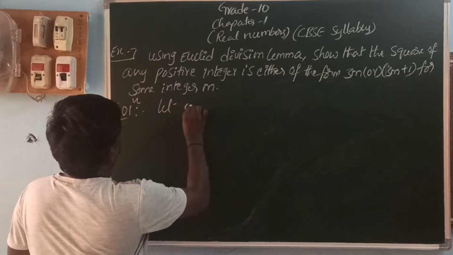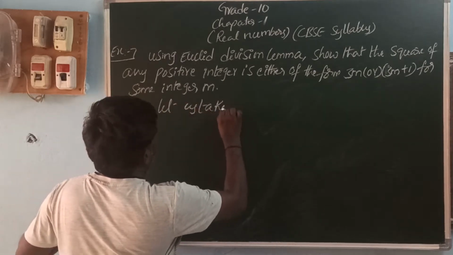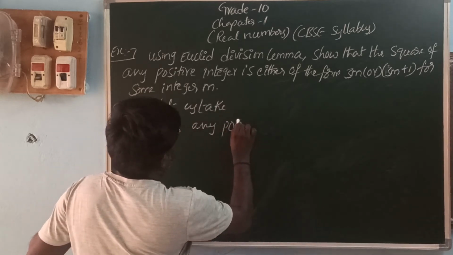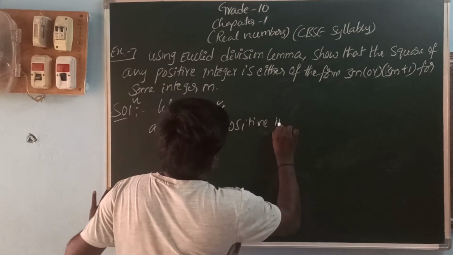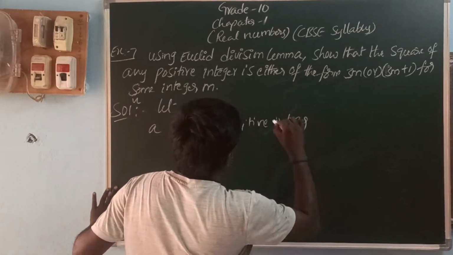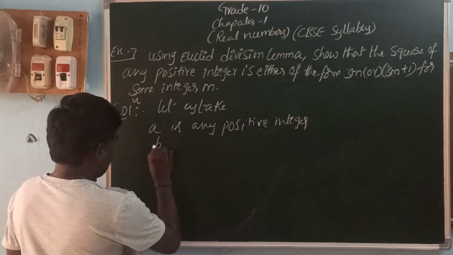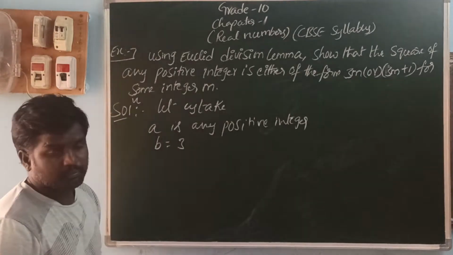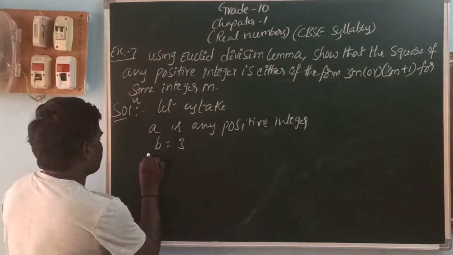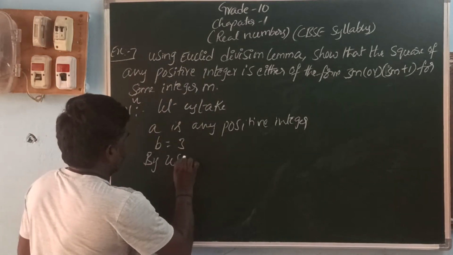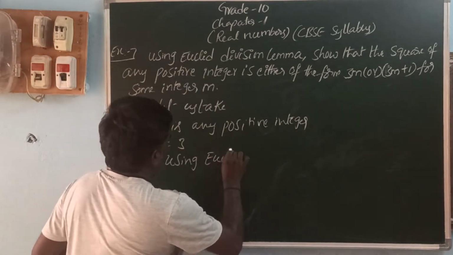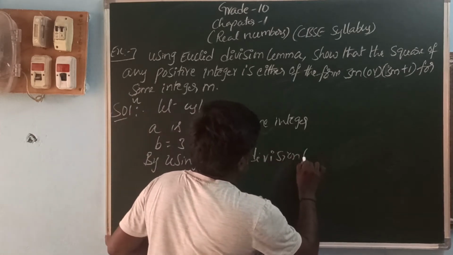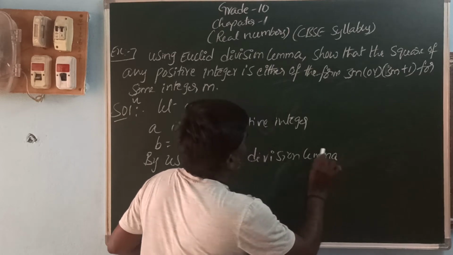Let us take a as any positive integer, and b equal to 3, the divisor. How can we prove it? By using Euclid division lemma. So, what is the Euclid division lemma?